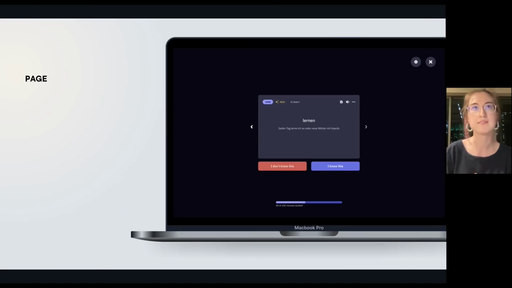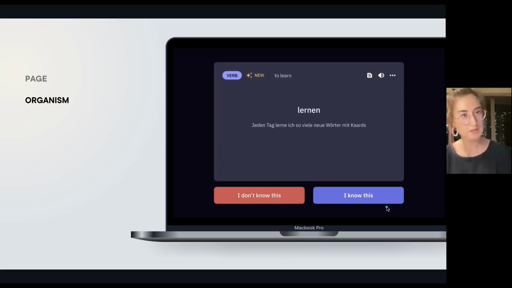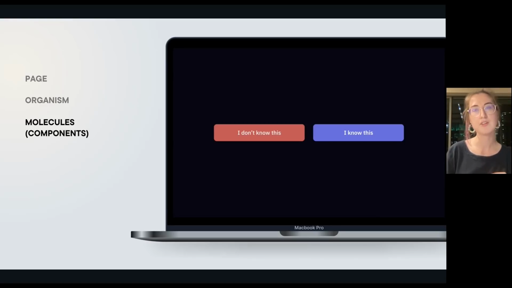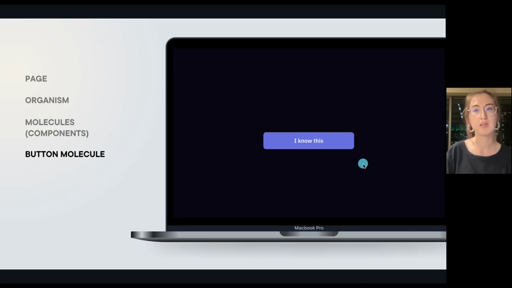So let's take a look at this page. It's the game page where you open your flashcards. So this is a page. Let's zoom in. This is the flashcard organism. Inside the flashcard organism, we have buttons. These are what we call molecules. So let's go to one of the molecules, which is our button molecule.